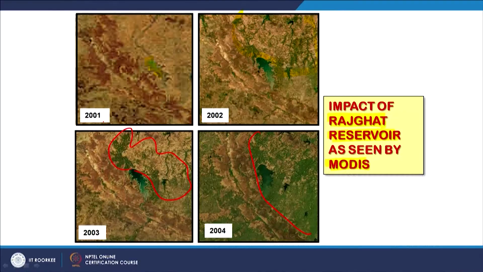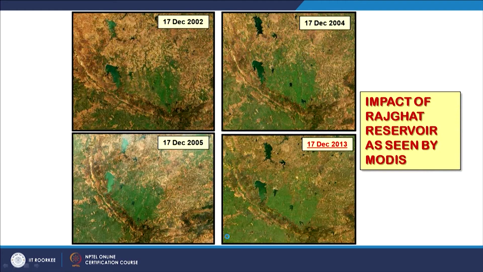Someone can argue on this image that probably the 2001 image might be pre-monsoon and 2002 might be post-monsoon, or the 2004 image shown here might be post-monsoon, and therefore a lot of differences are seen. It is not true. So what I did, I got data of the same dates from different years, completely or almost completely cloud free. This is 2002, then this is 2004, 17 December, and the same 17 December in 2013.